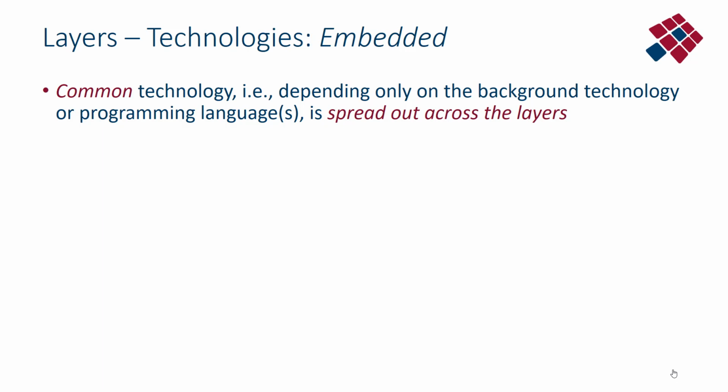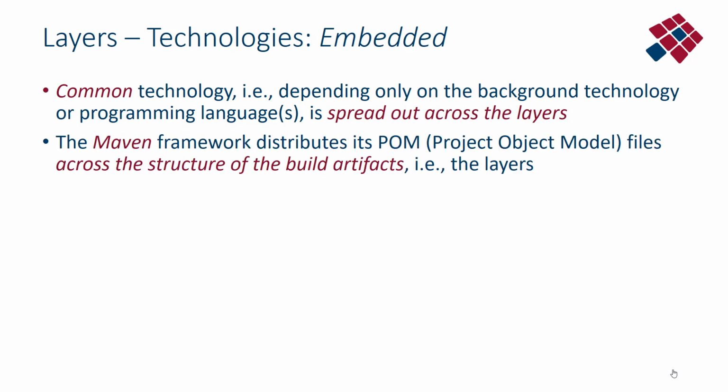And it is logical that this is spread out across the layers, because in every layer we have to use a programming language after all. So it is quite normal that this additional column is not at the diagonal. The Maven framework is also a simple explanation. The Maven framework distributes its project object model files, its POM files, across the structure of the build artifacts.